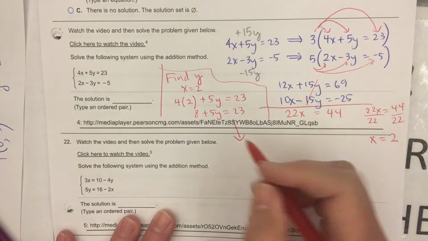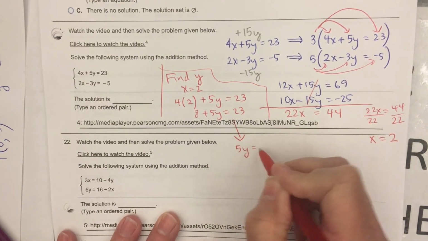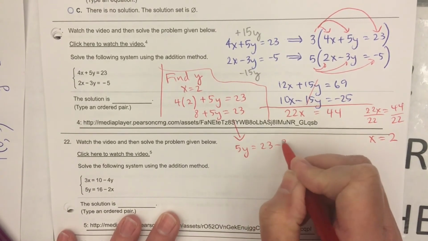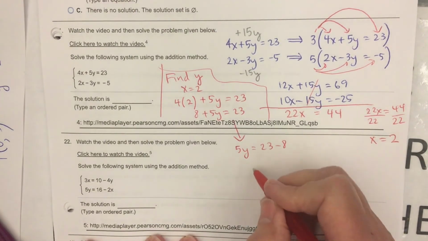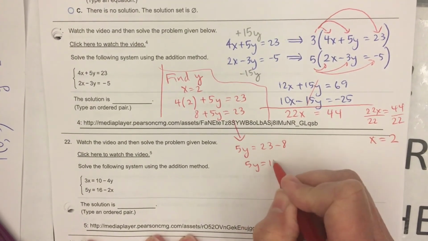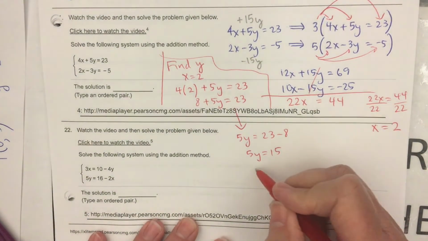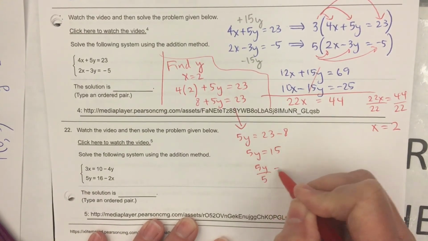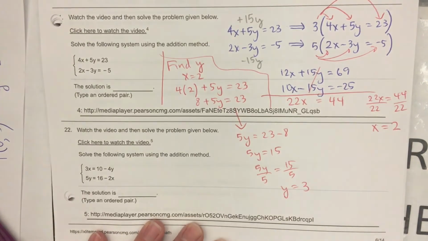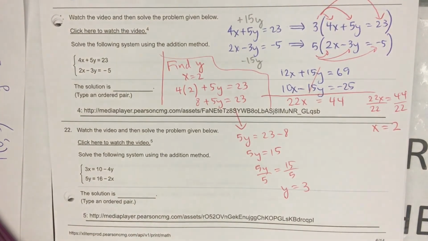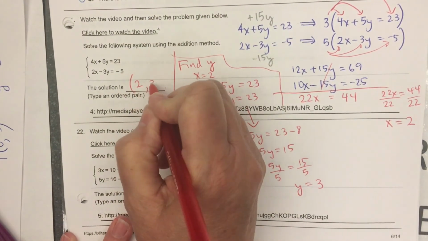I'll keep writing down here. Minus 8 on both sides. 5y is going to be 23 minus 8. 23 minus 8 is 15. Divide both sides by 5. 5y divided by 5 is 15 divided by 5, and y is 3. Now your solution set is going to be typed as an ordered pair, 2, 3.